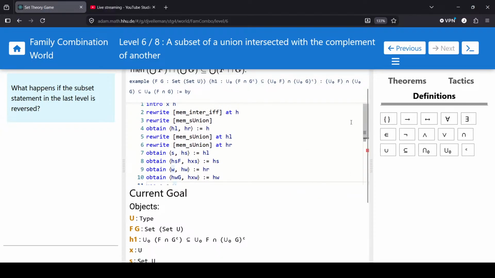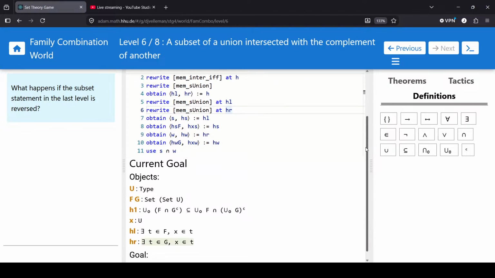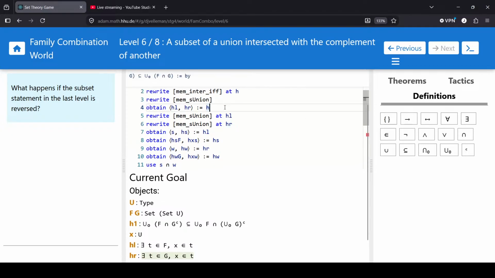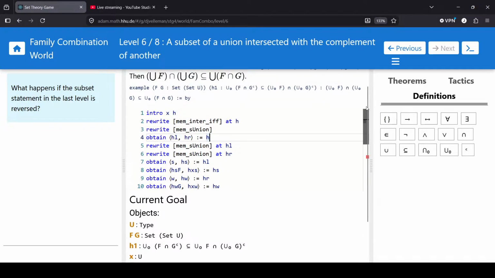But it looks to me like all I did was I broke down a bunch of stuff, right? Yeah, because you're saying that X is an element of the union of F, and X is an element of the union of G. That doesn't say anything about the complement of G at all. So we're not talking about X. We're talking about something else?